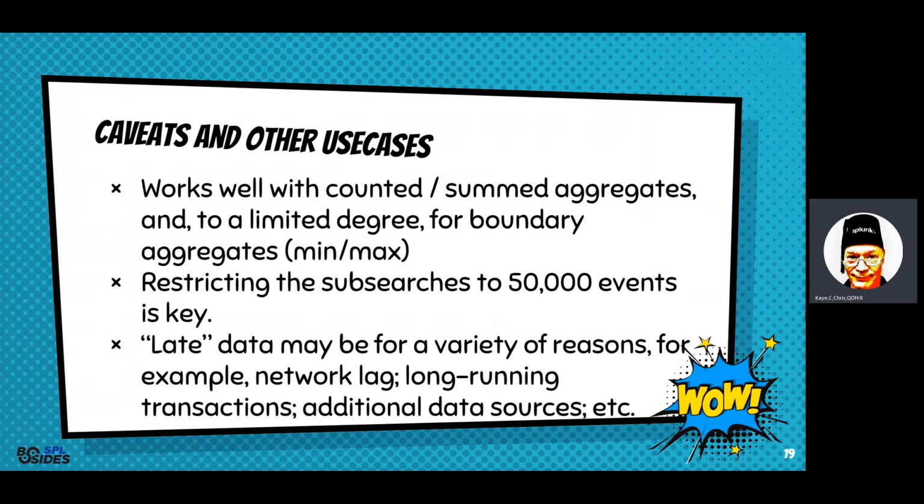Late data is a term I have used to indicate that the raw index has additional events which were not in the initial search when the summary index events were first added. These additional events can appear for a variety of reasons. For example, it could be network lag, or additional data sources coming online, or like in the real world transaction log example I used earlier, that kind of thing. There are probably many other use cases where this might be useful.